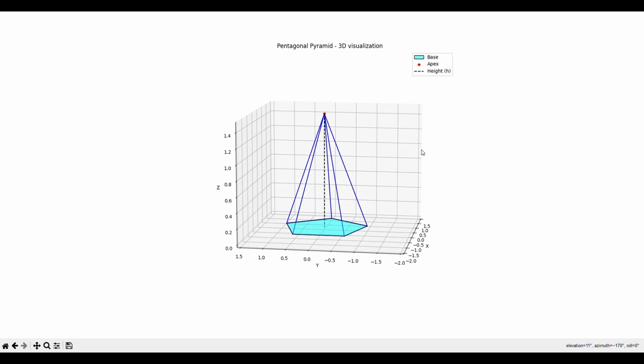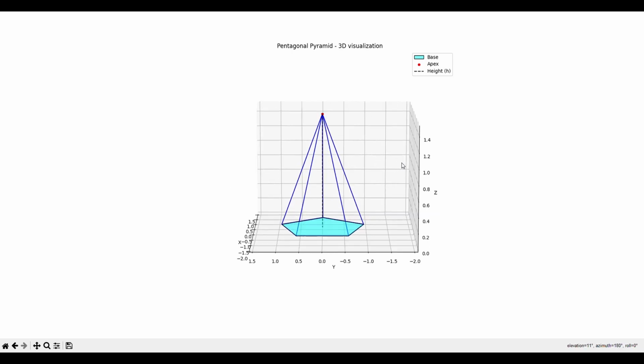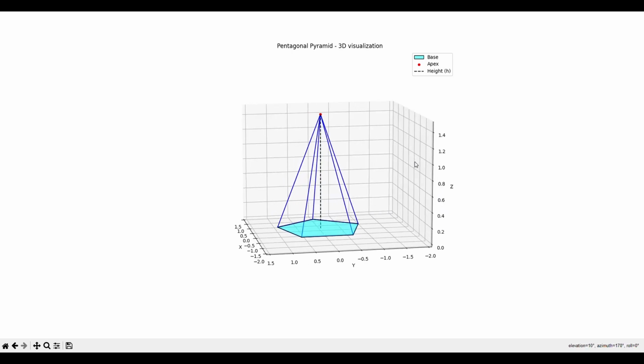The area of a pentagonal base can be calculated using the formula for the area of a regular pentagon. The lateral surface area can be calculated by adding the areas of 5 triangular faces. The total surface area is calculated by the base area plus the lateral surface area. The volume of a pentagonal pyramid can be calculated using the formula V equals 1/3 base area times height.